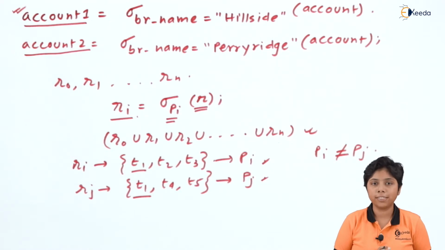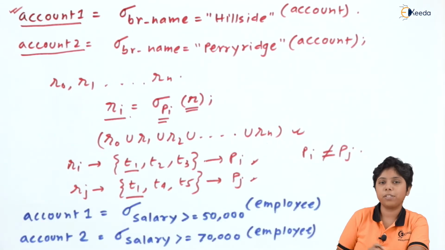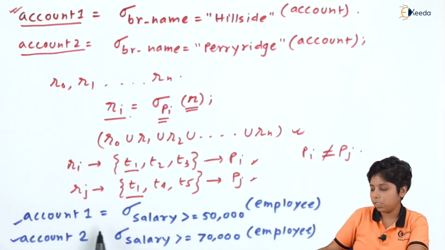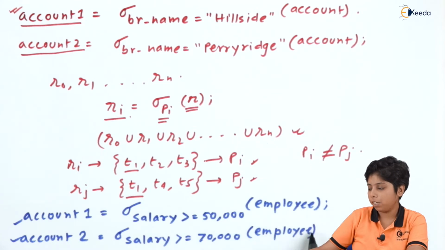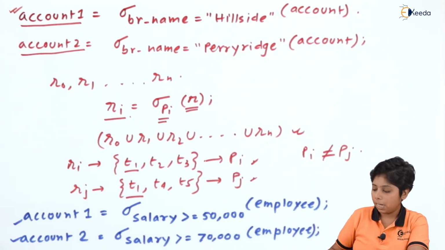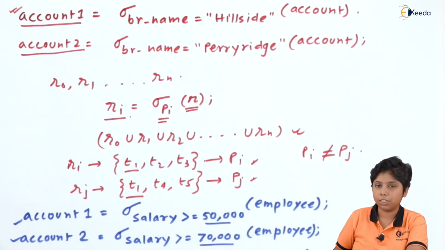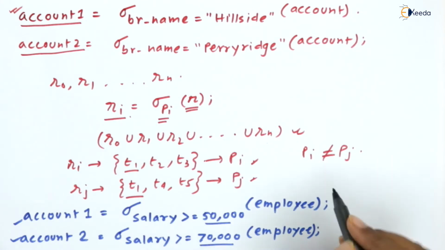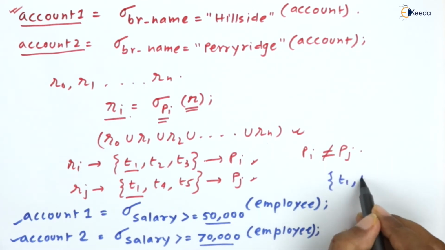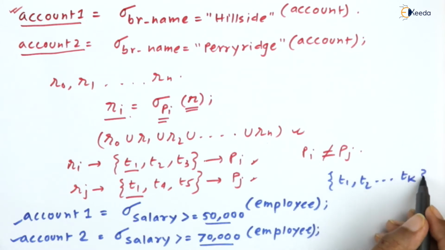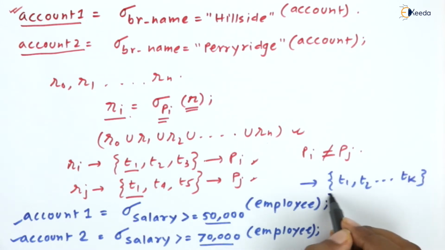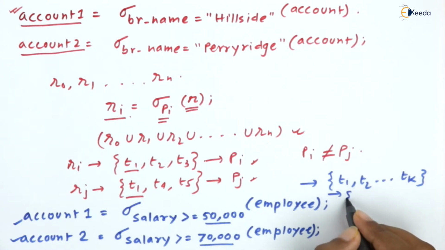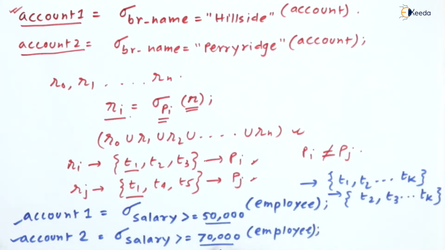Now let us go through an example to see how such overlapping fragmentation can appear. Suppose we have executed these two queries: one is salary greater than 50,000 and one is salary greater than 70,000. In the range from 50,000 to 70,000 we will have tuples common to both. That means, suppose there are tuples T1, T2 to Tk in account 1 and in account 2 we have others, because all the salaries that are greater than 70,000 are also greater than 50,000.